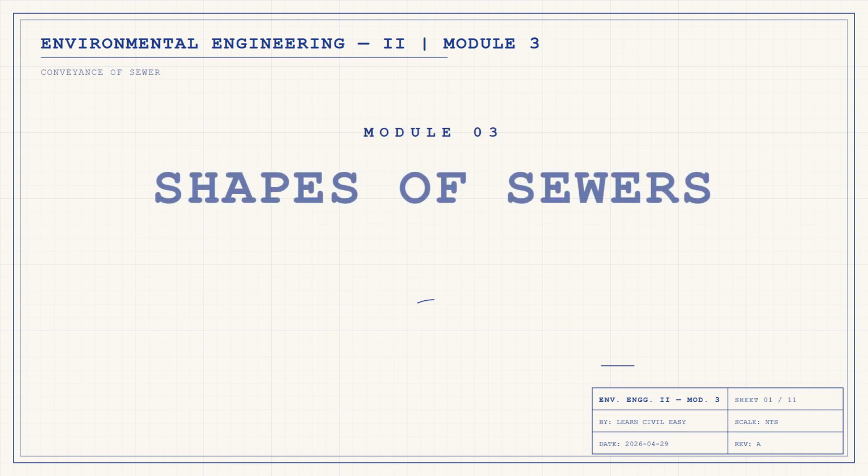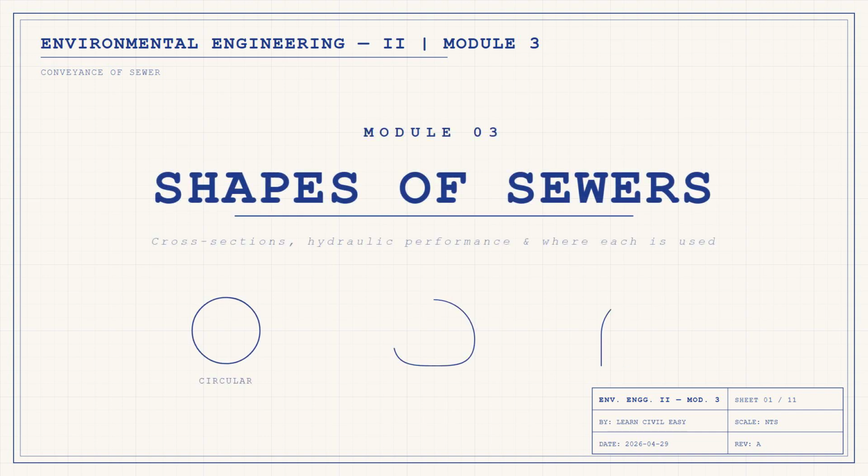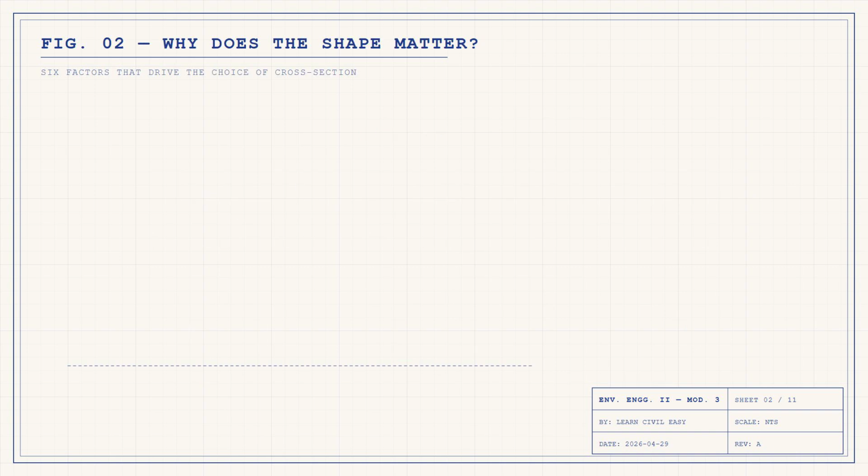Welcome to Module 3 of Environmental Engineering, Part 2. Today we look at the shapes of sewers and why each shape exists.